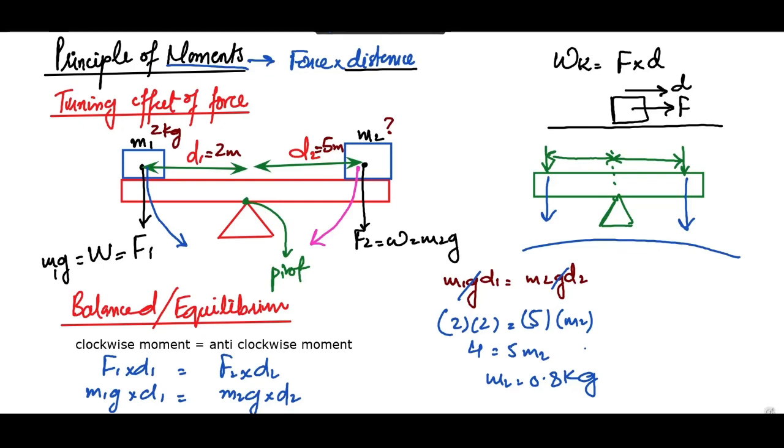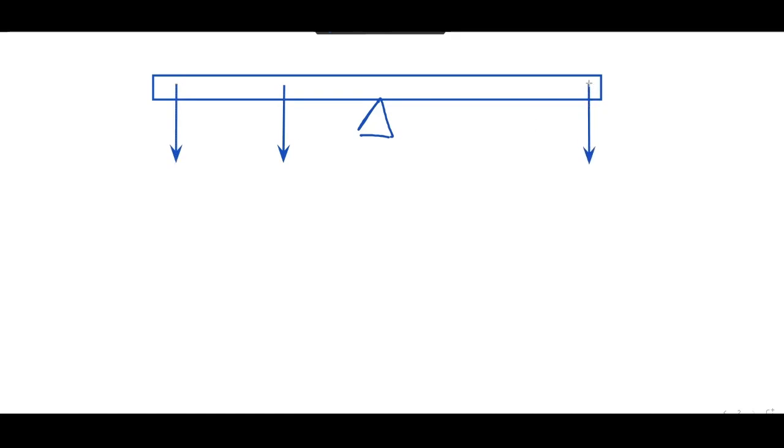So this is our circular rotation, this is our principle of moments, and let's try to incorporate a solved example into this. Let's say this is our pivot. There are many forces acting on the system, and we need to find out the force that may be missing in this question.